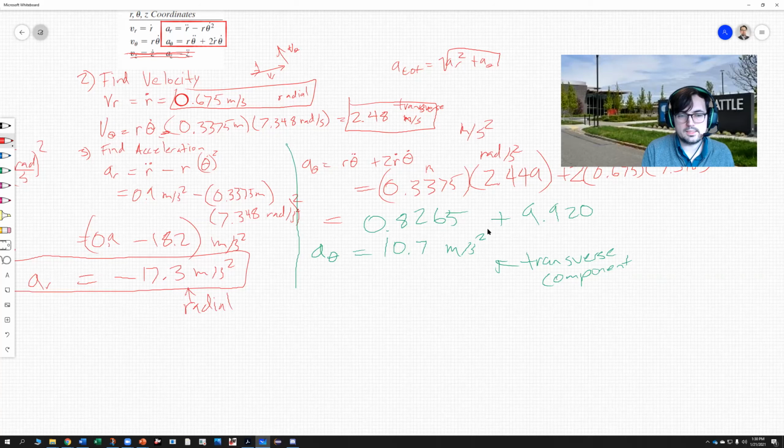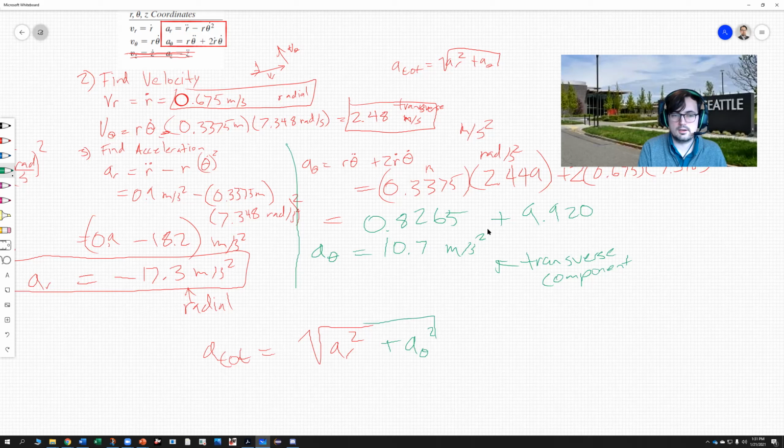So combining these to get our total, we get the sum of a_r squared plus a theta squared. That's going to be our total acceleration.